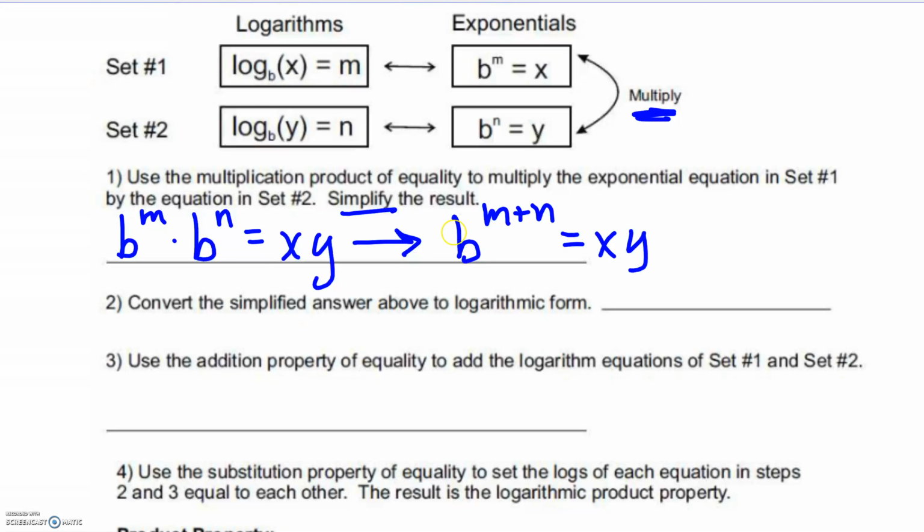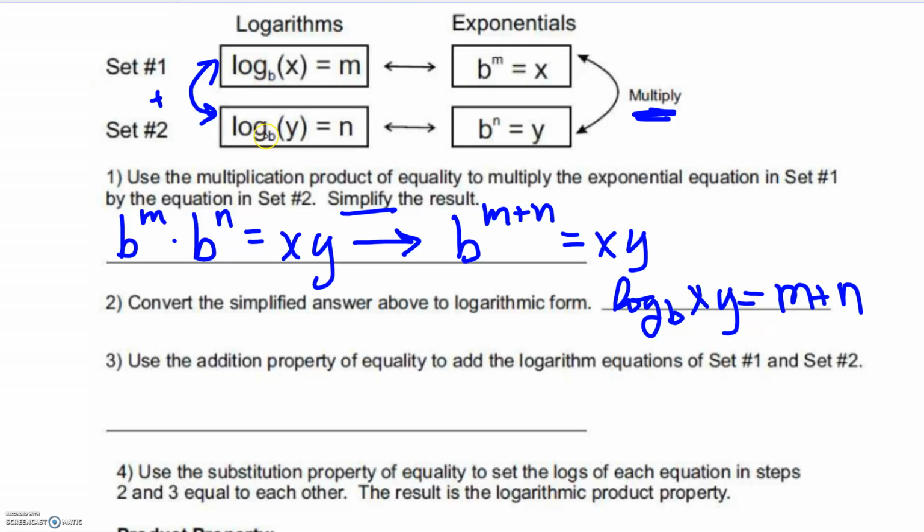Step 2, convert that simplified answer to log form. Log base b of xy equals m plus n. And then step 3, use the addition property of equality to add the log equations. So we multiplied the exponential equations. We're going to add these log equations here.